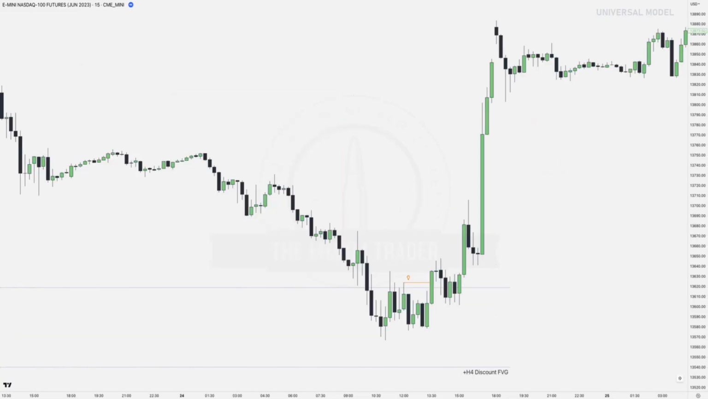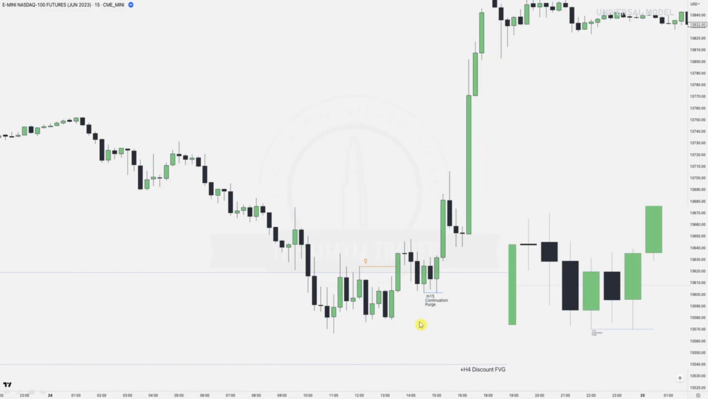Now let's dive into the intermediate term perspective, right? We want to line up our intermediate term perspective with our long-term perspective. So over here, we've got a break of structure, right? So our intermediate term perspective is in line with our long-term perspective. We can see a 15-minute continuation purge, and I will zoom in a little bit because you can't quite see it clearly down here, but we take out this swing low with this candle over here, and thus create that continuation purge. And with that continuation purge, we can now start to look for our short-term perspective entry model.